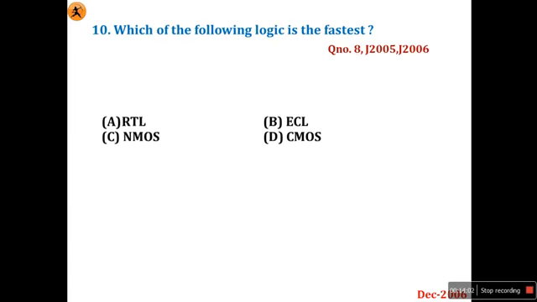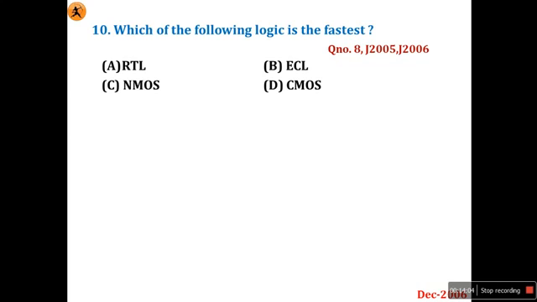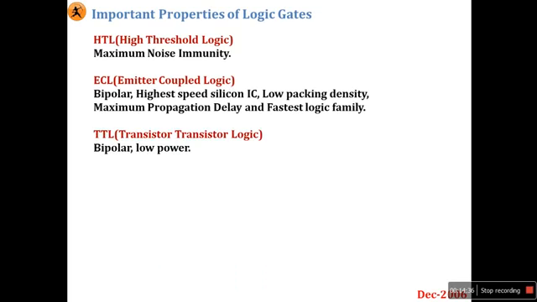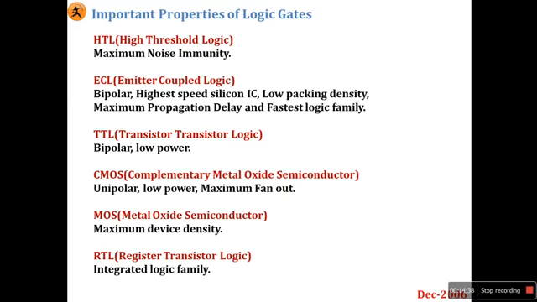Next we'll go for: which of the following logic is the fastest. Just look, in 2 years this is asked 3 times, a repeated question. This one is almost a fixed question. It will ask one question on characteristics, so please look at this question. It's very important. June 2005 it was asked, June 2006 again, now December 2006 again, the same question. So it's a very important question. Already I have listed this, and explained in detail in June 2005 all the properties of logic gates. So just go through all the properties.